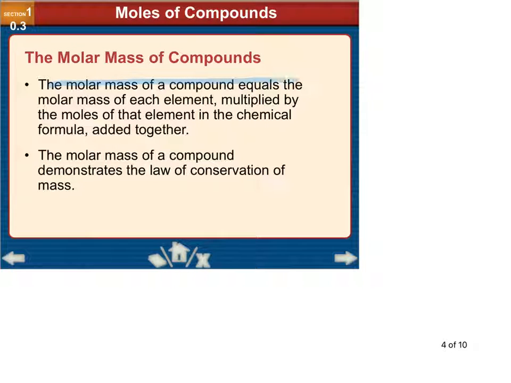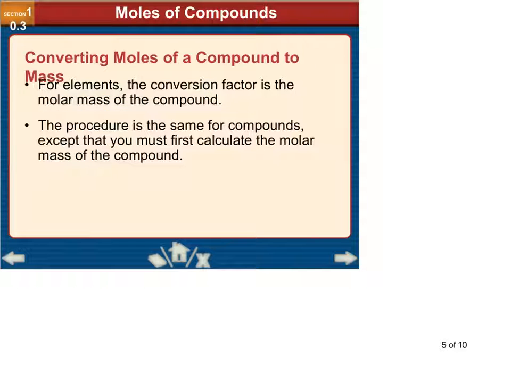Molar mass of a compound equals the molar mass of each element multiplied by the number of moles of that element in the chemical formula and the atom altogether. Molar mass of a compound demonstrates the law of conservation of mass. For elements, the conversion factor is the molar mass of a compound. We're looking at converting moles of a compound to mass. Procedure is the same for compounds.